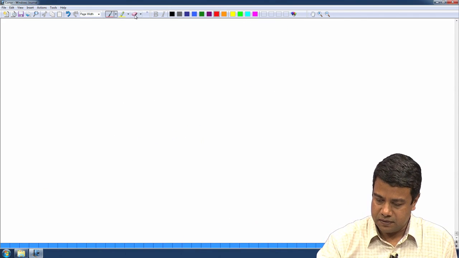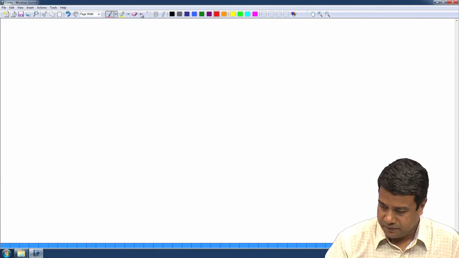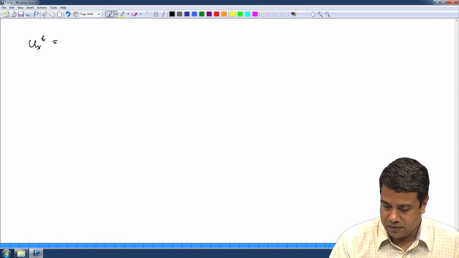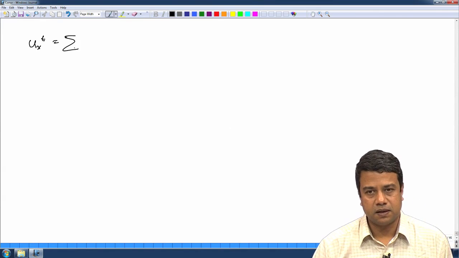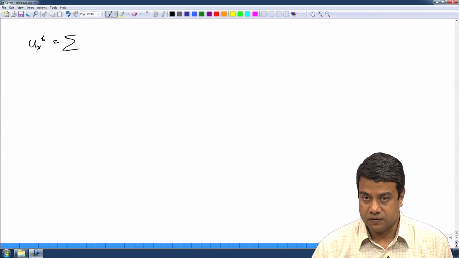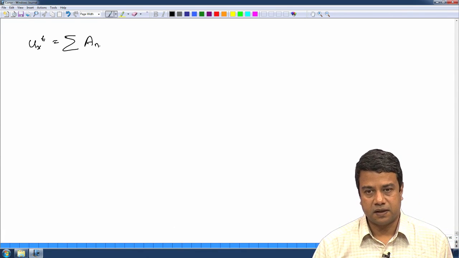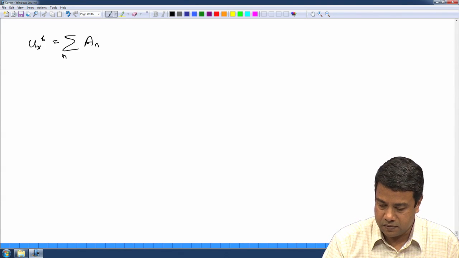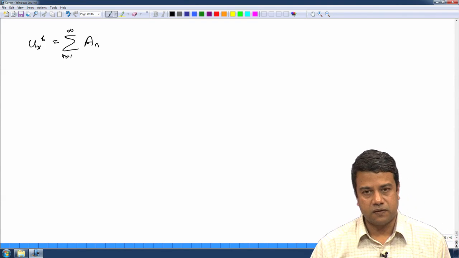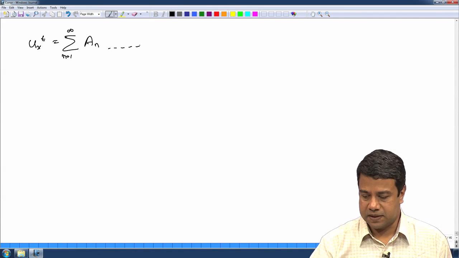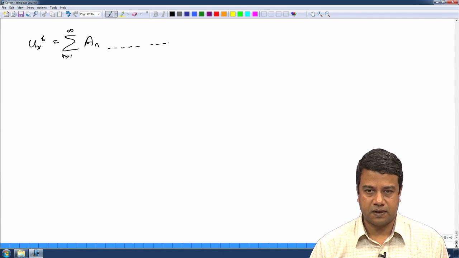So, therefore, the solution for this u x transient is going to be of the same form that we had earlier. U x transient will be equal to the summation over a set of eigenvalues, n equal to 1 to infinity, of coefficients a n times some function in space and some function in time. Well, how should those functions look like?